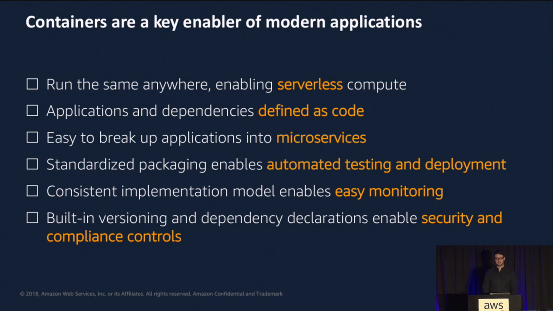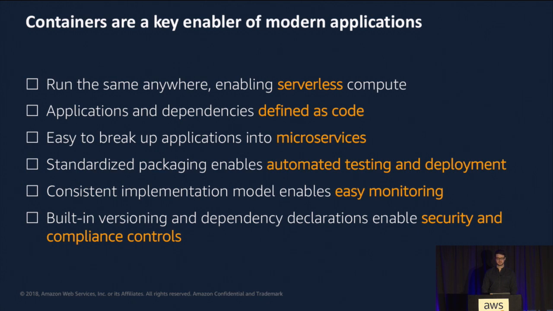The standardized packaging, as you saw, enables easy automated testing and deployment. I can actually automate the process because from the outside, every single container looks the same to my automated delivery pipeline. And then my consistent implementation model, because those containers look the same, I can implement standardized monitoring and tracing across all of my services. And then finally, containers come with built-in versioning and dependency declarations that make it easy for me to audit what's inside and to build security mechanisms around the code that gets deployed.